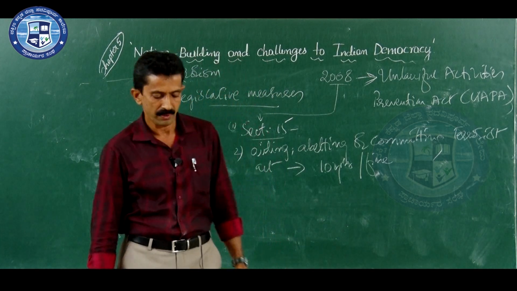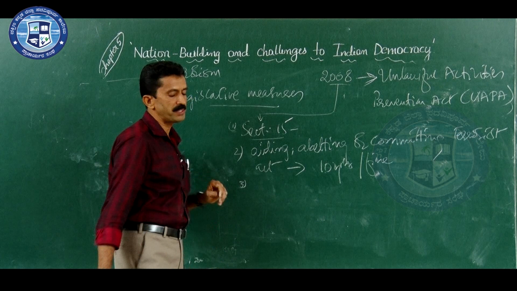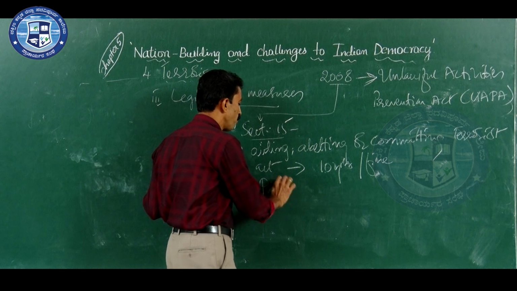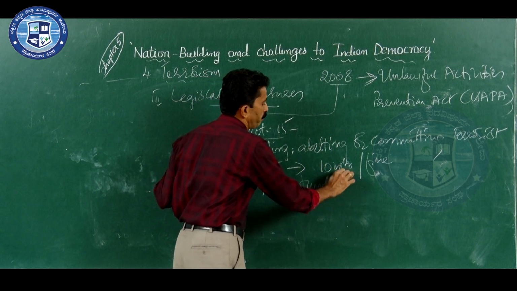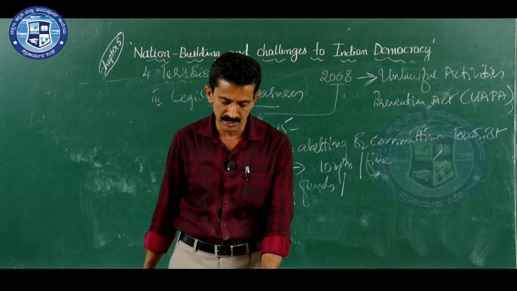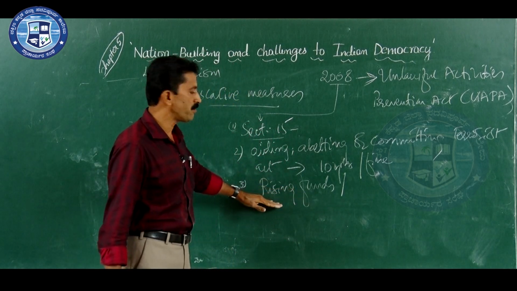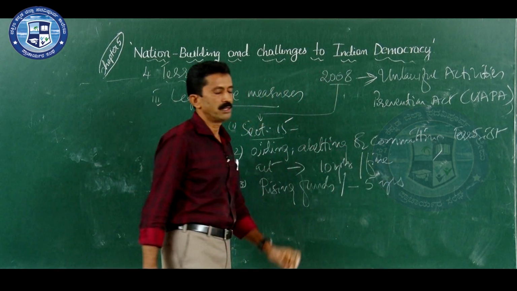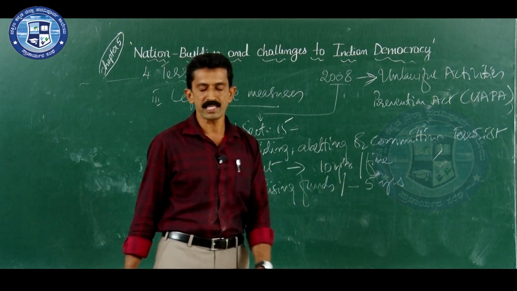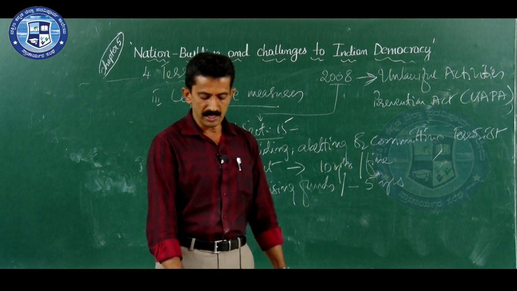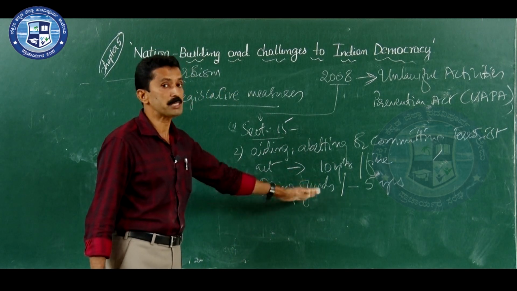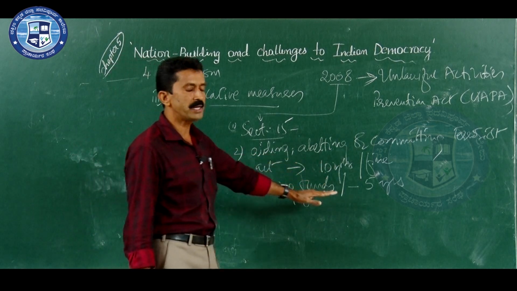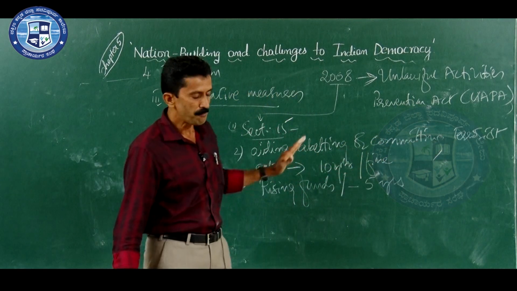Then the third provision of this act is punishment for raising funds for terrorist activities. Punishment for raising funds for terrorist activities is 5 years, which may be extended to life imprisonment and fine.